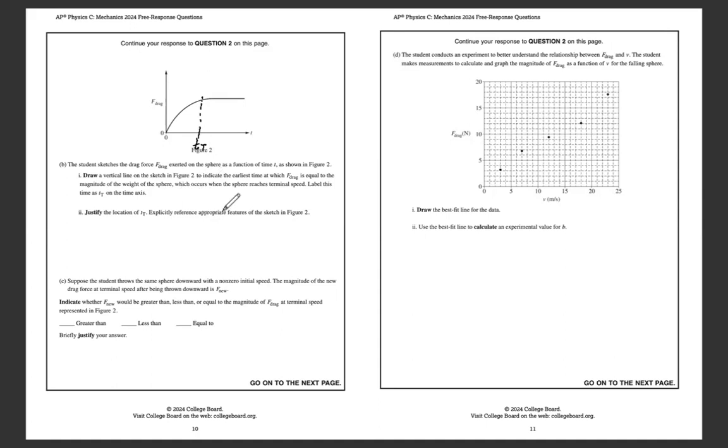Explicitly reference appropriate features of the sketch. The drag force became constant, and therefore velocity is now constant, because they're proportional to each other. This means terminal velocity was, this means terminal speed was reached.